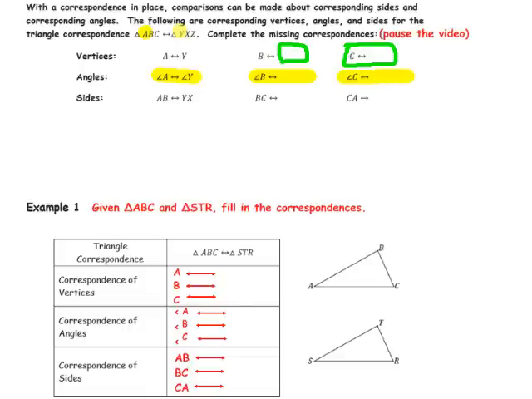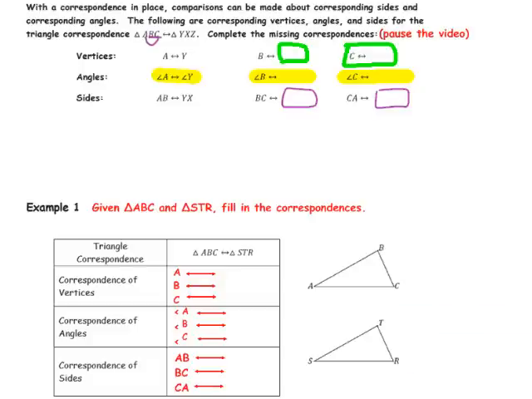Next, taking a look at the sides. We have side AB. So side AB, that's the first two letters. So that's going to correspond with the first two letters of the second triangle, which is YX. Now, let's take a look at the others that you're going to fill in. We have side BC, which is the second and third letter. So what will it correspond to? And then side CA. CA will correspond to what other side? Make sure that you fill those in, pause the video, and then check your answers.